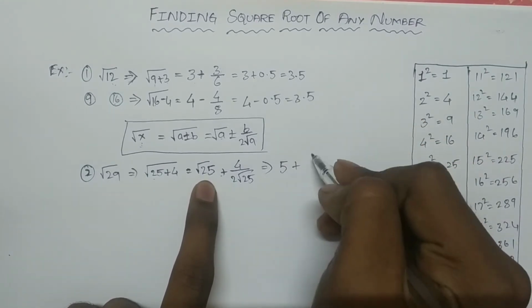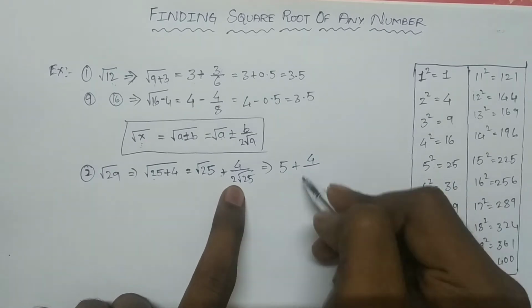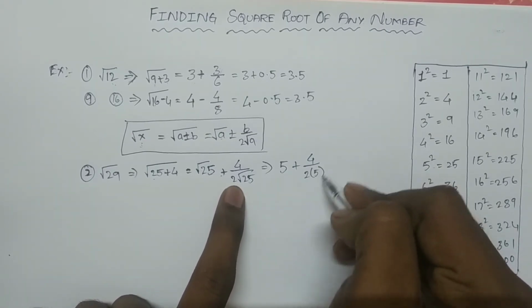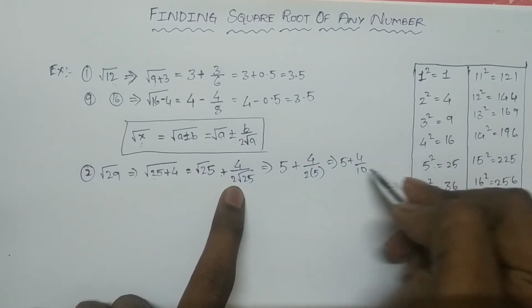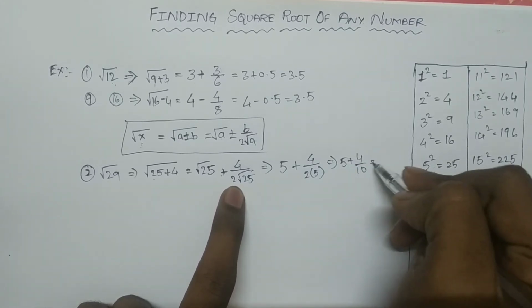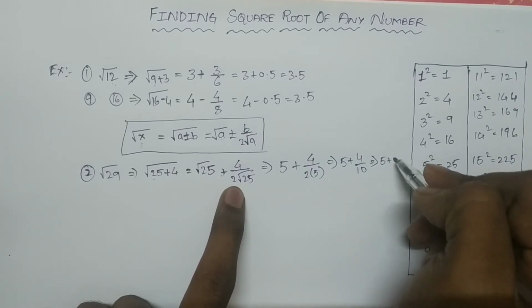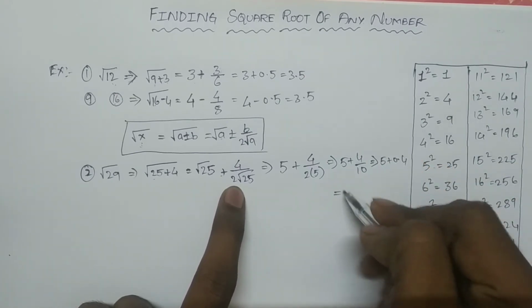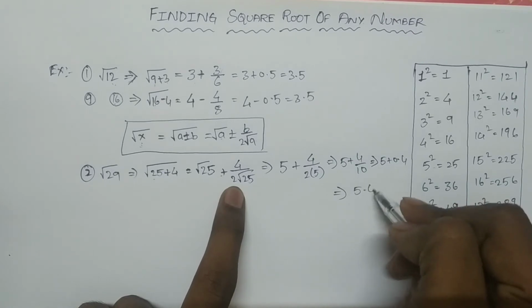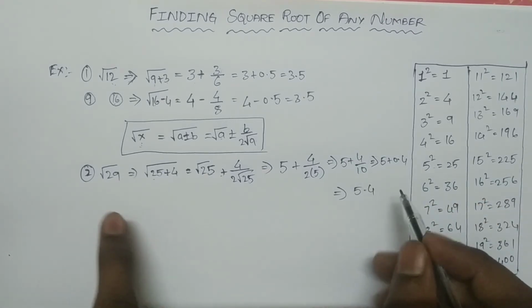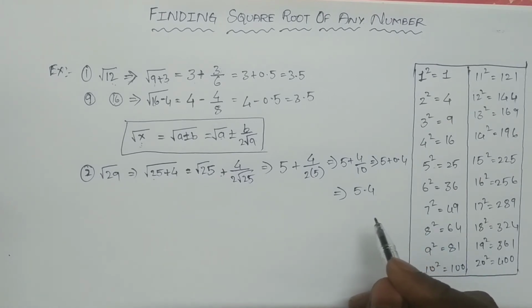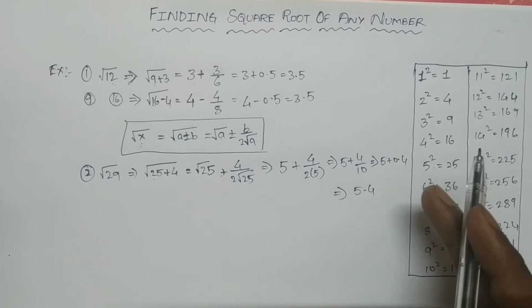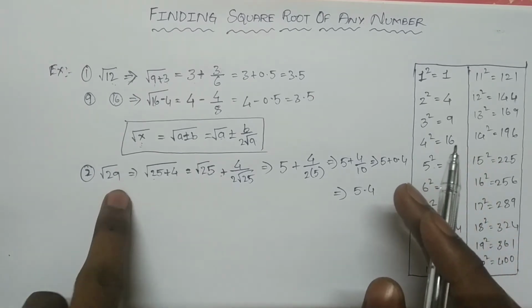5 plus 4 by 2 into 5, that is 5 plus 4 by 10, that is nothing but 5 plus 0.4. The last answer is 5.4. The approximate answer for the square root of 29 is 5.4. If you do it in the calculator also, you will get the same value. You can go and check there. It is the approximate answer for this root 29 value.